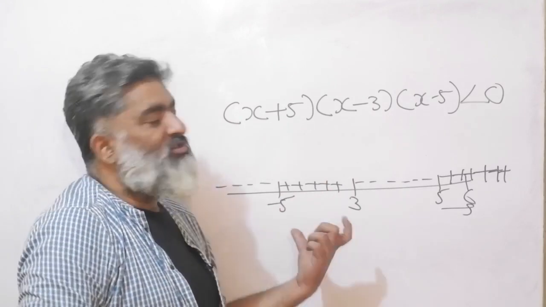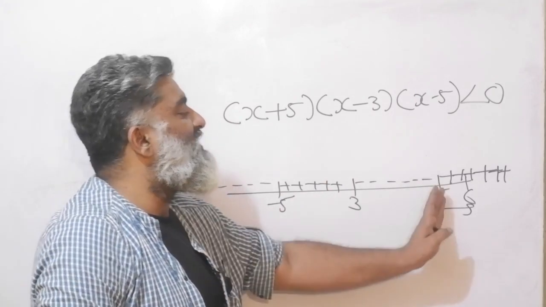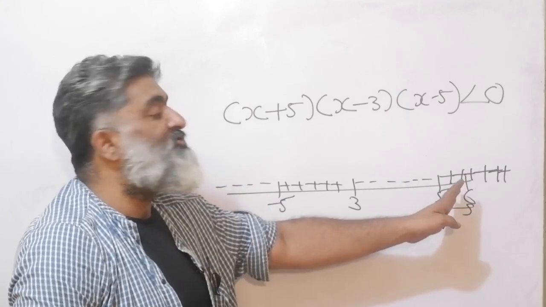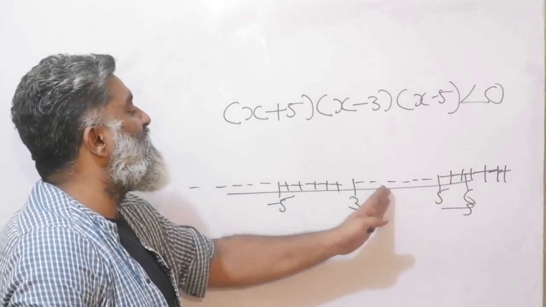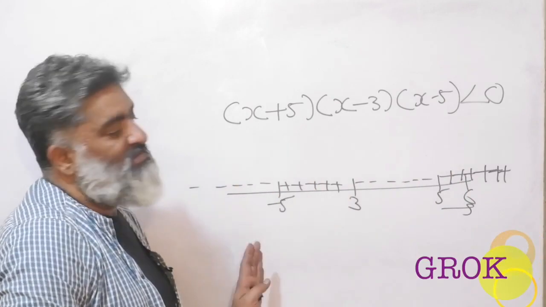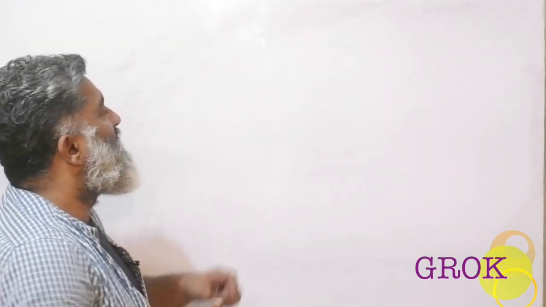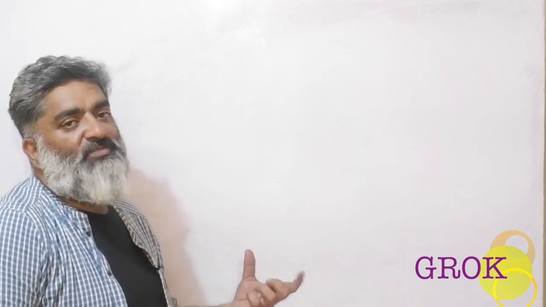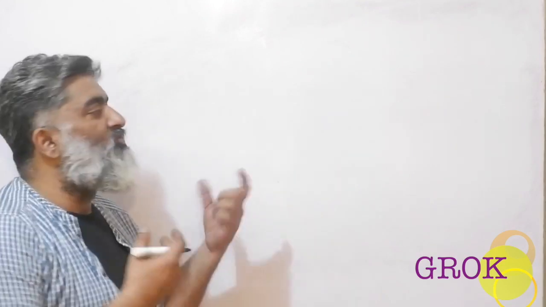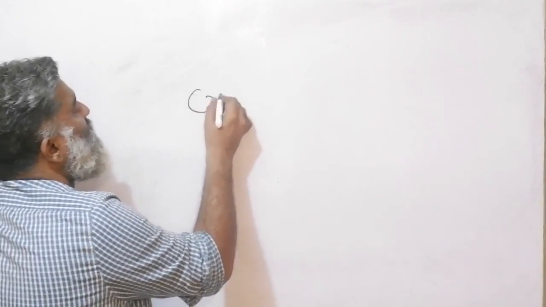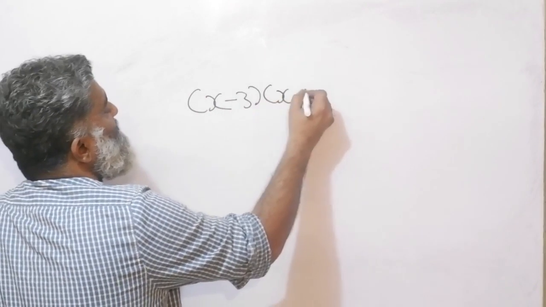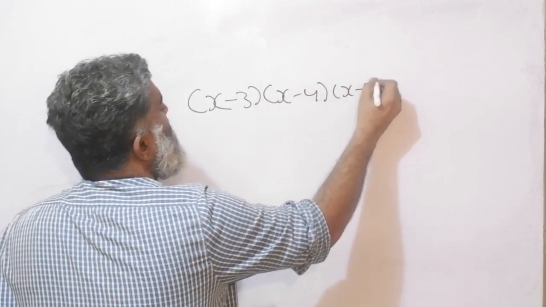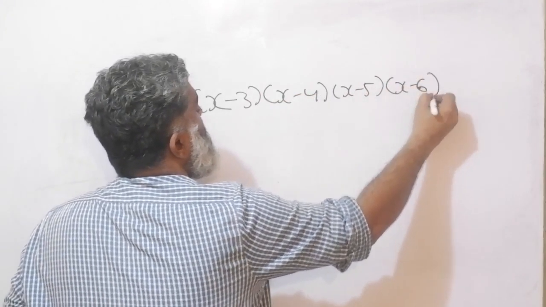So the shortcut looks better to me, that anything on the right side of the highest root is always going to be positive, and then I just go alternate step by step as such. The reason I'm ignoring the cubic expression and not calling it a cubic is because you will see that the formula works even if you complicate it further. So I say x minus 3 into x minus 4 into x minus 5 into x minus 6.